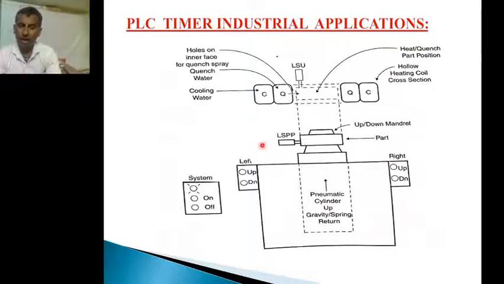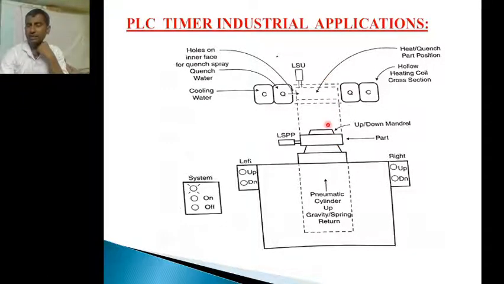After placing the part on the mandrel, there will be one sensor. The sensor is nothing but the limit switch part in place, PP, and we can press both the up buttons, that means right up and left up. Then, with the part placed on the mandrel and the right up and left up pressed, the mandrel will be moved in the upward direction.